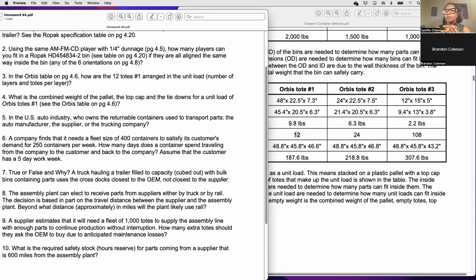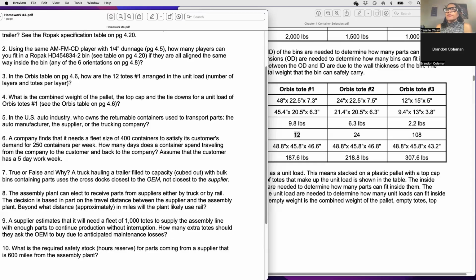Did I clarify that, Brandon, or did I just make that more confusing? Yeah, it makes sense. Okay. So what you're trying to figure out is how many days of containers you have. So that 400 containers is going to last how many days?